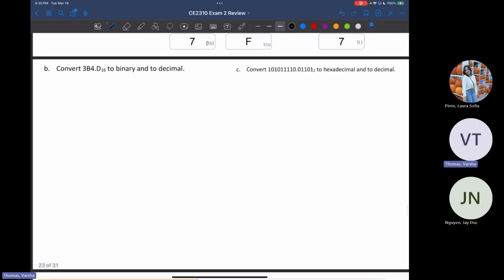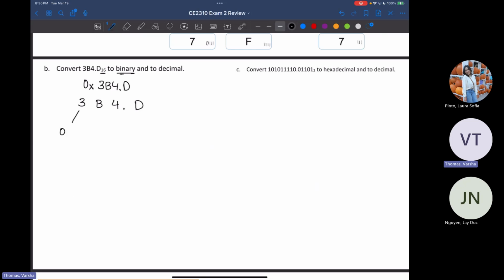Okay, so let's do these 2 examples really quickly. From this notation, you can tell that this number is given to you in hex. Other representations you would see probably would be 0x3B4.D. Both of them are equivalent representations. So the first thing it tells you is to convert it to binary. Remember that hex has 4 digits that are represented in binary.